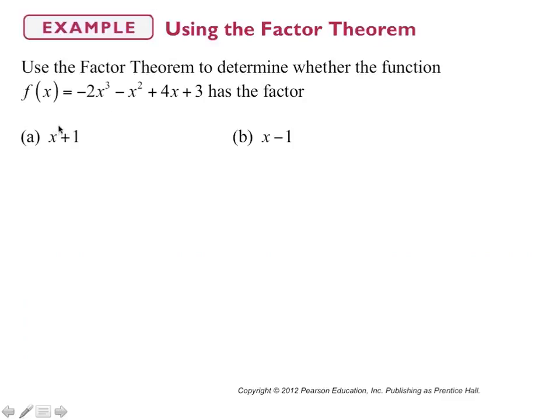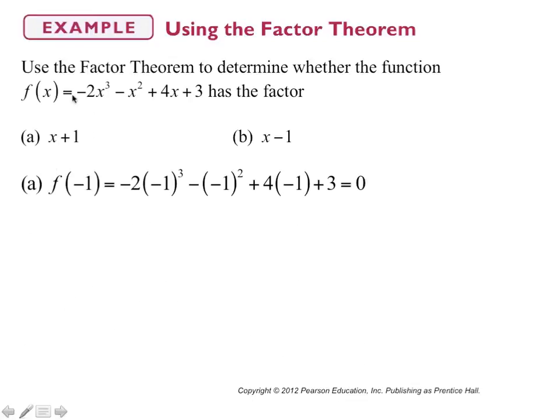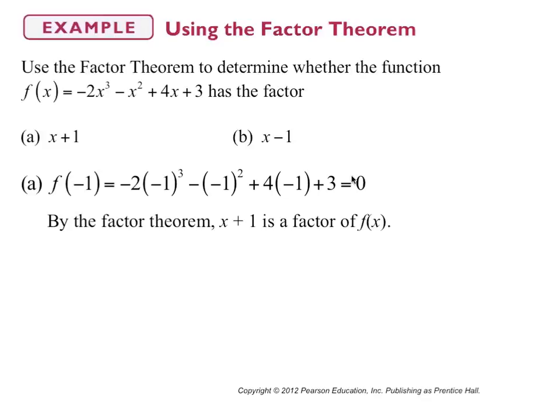So what we want to find out is if x plus 1 is a factor of this negative 2x cubed minus x squared plus 4x plus 3. What we do is think about what is the 0 that goes with that. If we take negative 1 and plug it in for x, we will be finding f of negative 1, so we'd have negative 2 times negative 1 cubed minus negative 1 squared plus 4 times negative 1 plus 3. If we simplify that very carefully following order of operations, what you will get is 0. So that means that yes, x plus 1 is going to be a factor, since when we plug negative 1 in for x, we get 0 as the remainder.